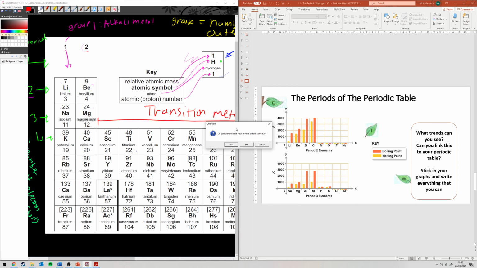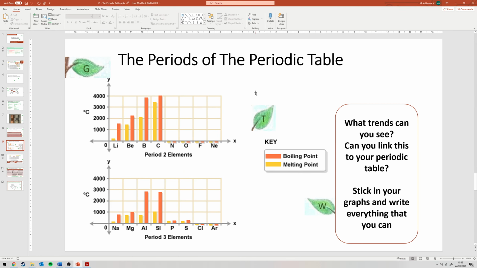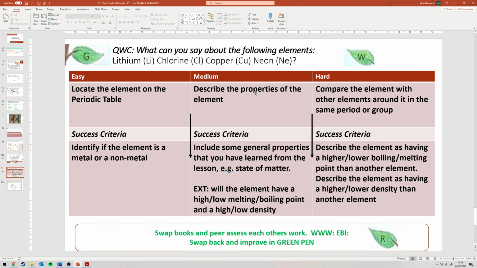Now, again, I want you to just think about it. There's not really a correct answer at the moment, but we will learn a lot more about the properties and the trends that happen, and it's good for you to have some ideas in your head. So once you've done that, I want you to quickly look at lithium, chlorine, copper, and neon, and tell me, what do you know about those 4 elements? Okay? What do you know about those 4 elements? And then once you've done that, okay, then you are finished and you can email me your work.